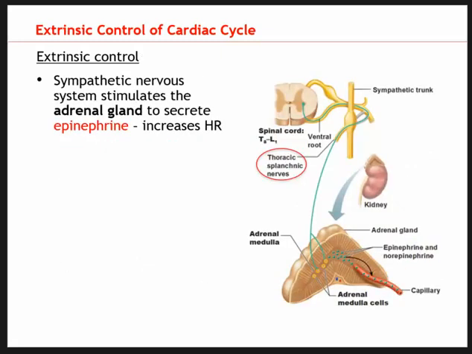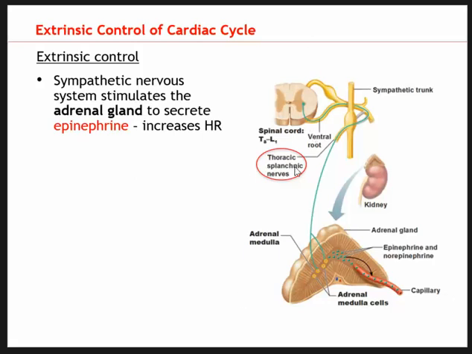But let's look at the role of the adrenal glands. So this is also extrinsic control. The sympathetic nervous system will stimulate our adrenal glands. These glands sit on top of our kidneys. We'll talk about in chapter 8, we have an adrenal medulla and an adrenal cortex. These are kind of our fight glands, where they release epinephrine and norepinephrine. We already know the role of epinephrine is to increase heart rate.